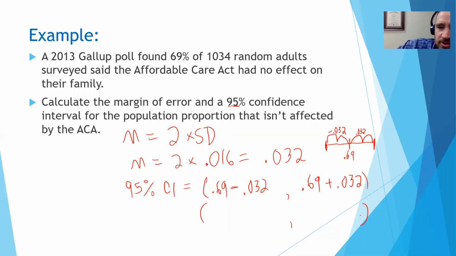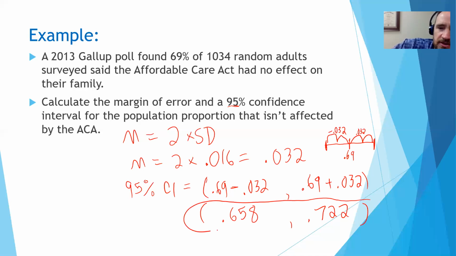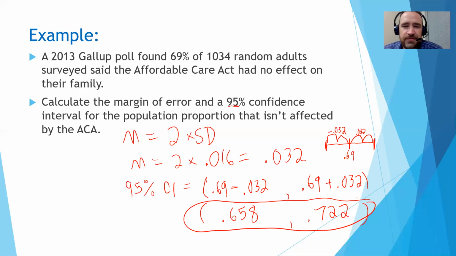We use parentheses and a comma, and we put our low end number here. That's going to be 0.658. And we put our upper end number here. That's going to be 0.722. So there it is, our 95% confidence interval.